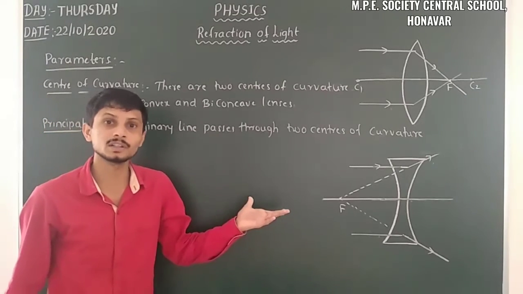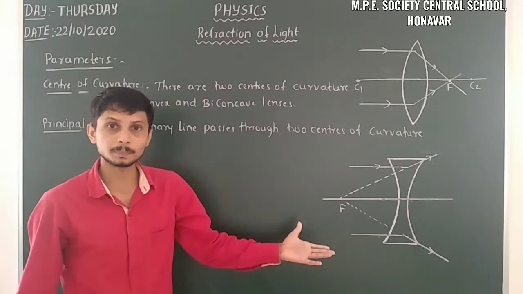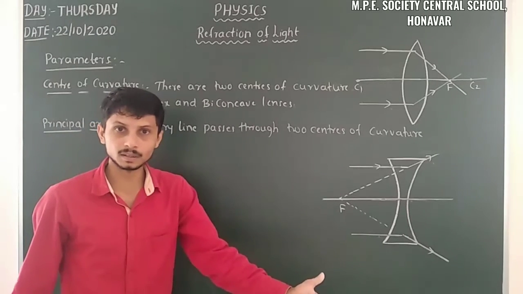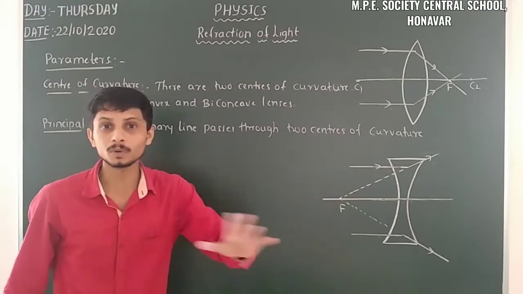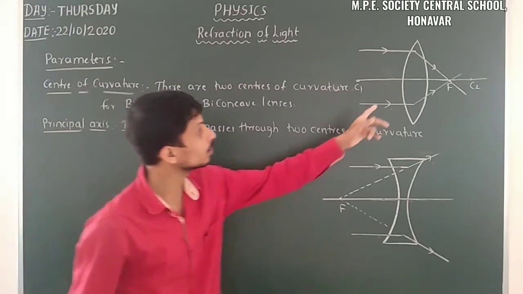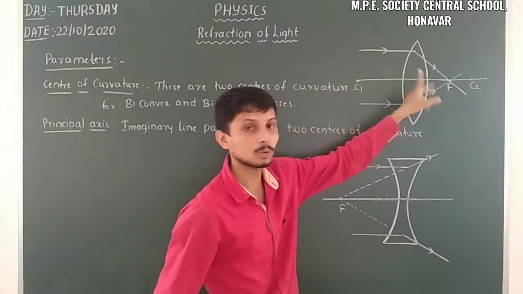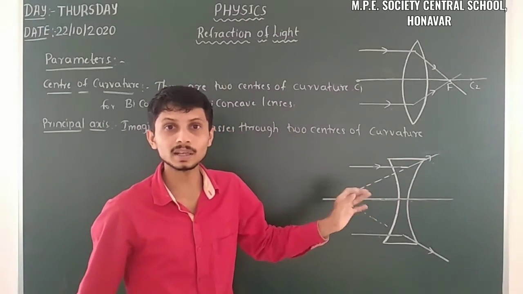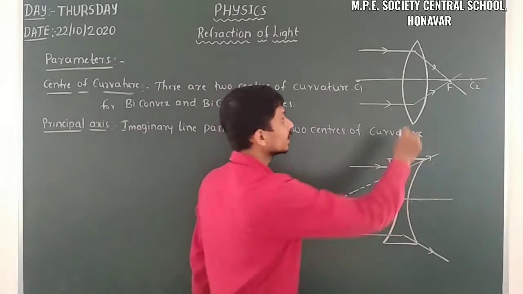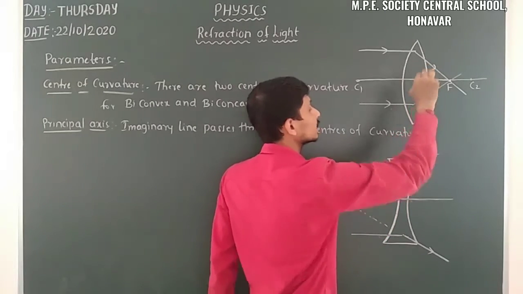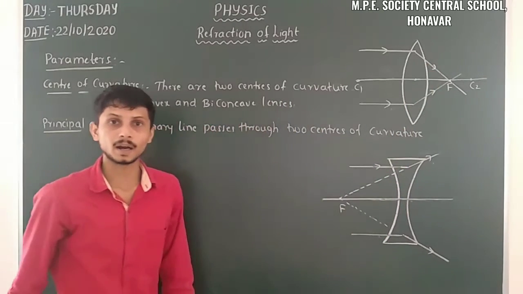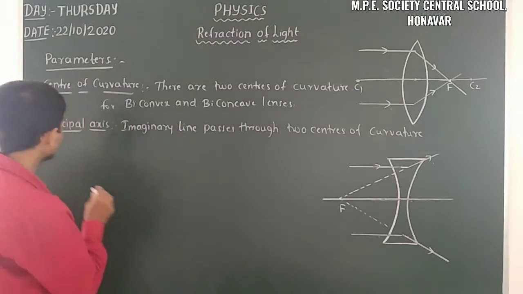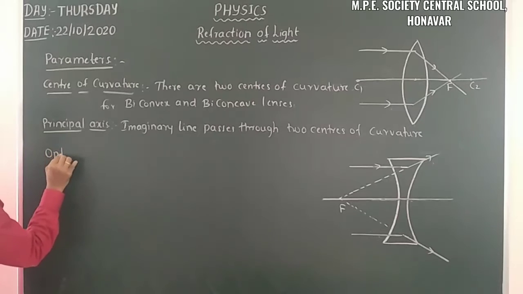Let us know about another parameter. It is very important to us in this chart, likewise the pole in the mirror. Here there is no pole as in the mirror, because when we take pole, here we would have to take two poles. So it is not possible here. Here we have to take the optic center, that is the center of the spherical part. That is the optic center.